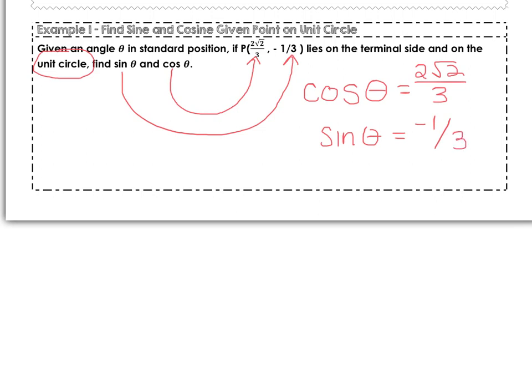Okay? If you'd like a refresher as to why cosine and sine are your x and y coordinates, please go back to your unit circle lecture video.